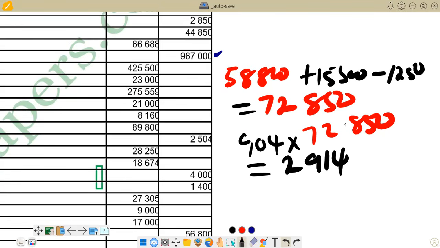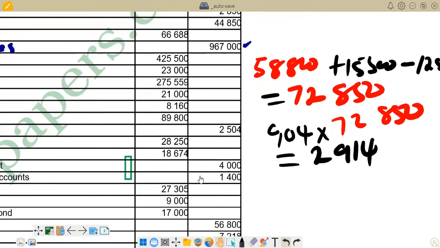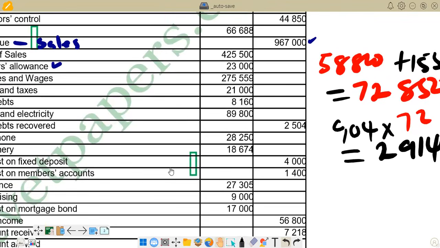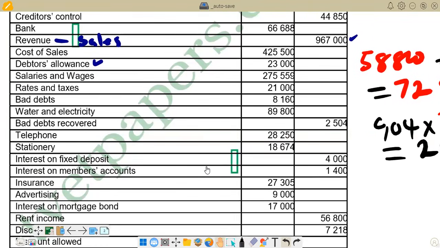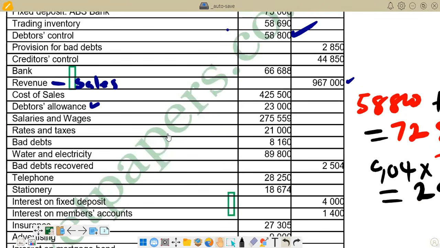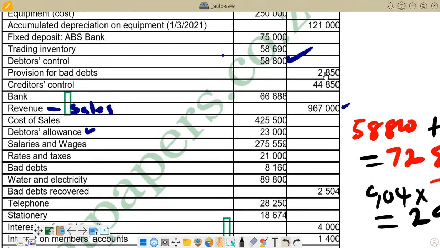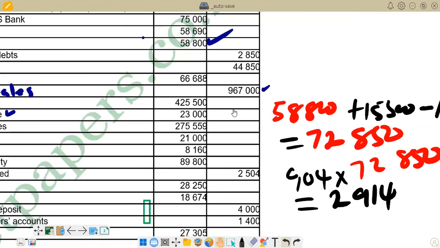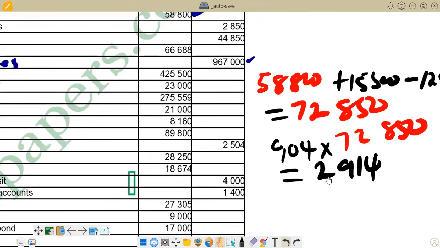And we are seeing the provision that we have for the previous period. Let's try to check it. We are having it here, 2,850. So we are seeing it's a movement from 2,850 for the previous year. For this year, we found 2,914. So we are going to find the difference between the two. It's an increase, and when it's an increase, it's an expense.